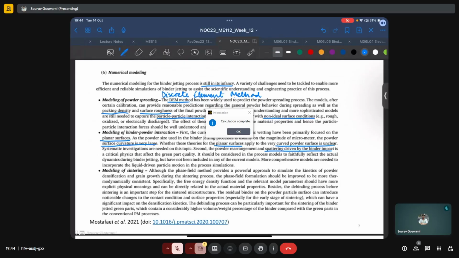Then there is modeling of the sintering process itself, where although the phase field method provides a powerful approach to simulate the kinetics of powder densification and grain growth, the phase field formulation has to be improved to be more thermodynamically consistent. Further, the phase field method is limited to very small domain sizes, whereas in the case of binder jetting, what we saw is that the build volumes are easily of the meter scale. In this case specifically, the free energy density function and the relevant model parameters should have more explicit physical meaning and can be related directly to the actual material properties.